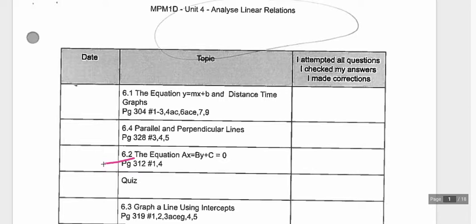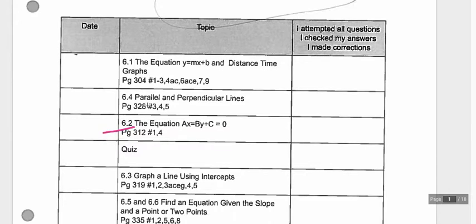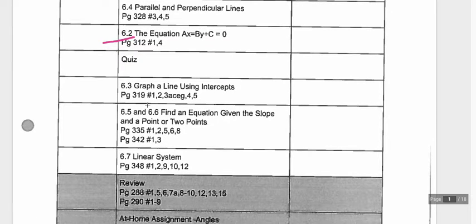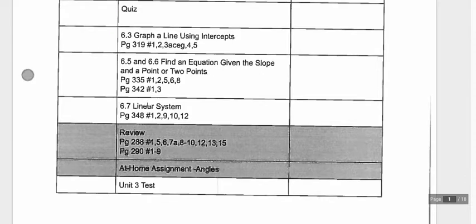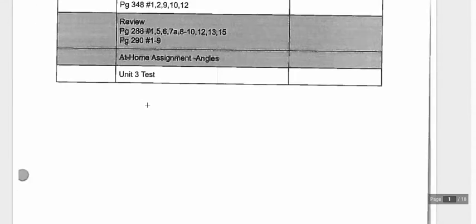We're moving on to Unit 4 here. So we're going to look at analyzing linear relationships. And I'm going to make 2 videos, I think, for this unit for Chapter 6 of the textbook.